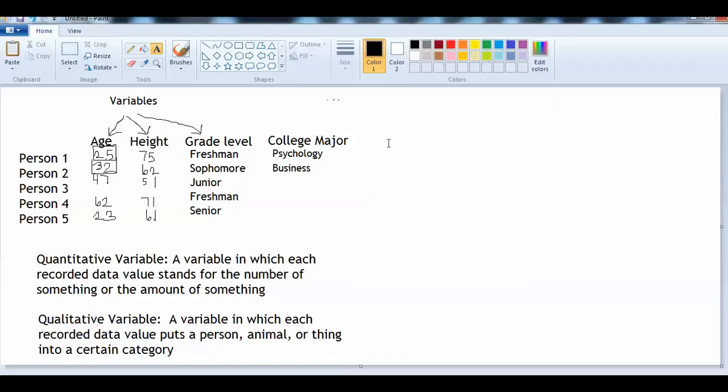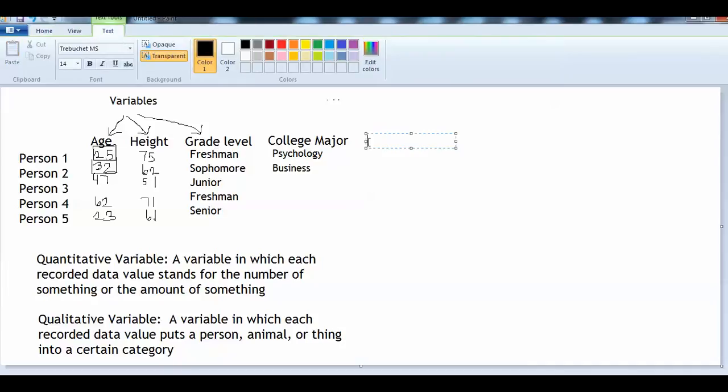Now, so far we have 2 quantitative variables right here, and we have 2 qualitative variables. It would be nice if data values with numbers always went along with quantitative variables, and data values that are words always went along with qualitative variables. But unfortunately, it's not that simple, because some numbers don't actually stand for a number or amount of something.